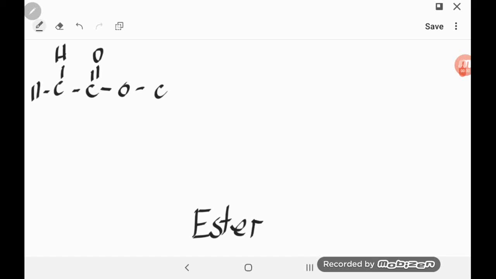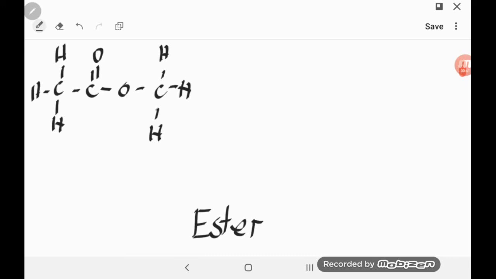The next organic compound is the ester. An ester is an organic compound in which a carbon is bound to three other atoms, a single bond to a carbon, a double bond to an oxygen, and a single bond to an oxygen. The singly bound oxygen is bound to another carbon. This is an example of an ester. This is the Lewis structure of an ester.